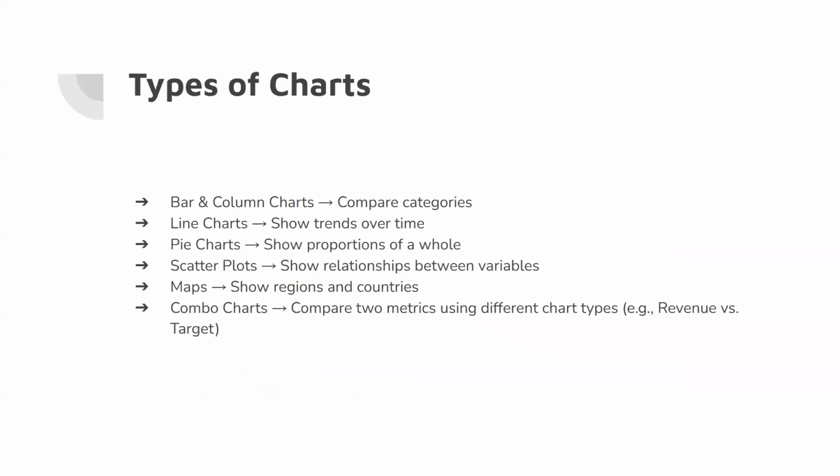So different types of charts. Bar and column charts are used to compare categories. Line charts are used to show trends over time. Pie charts show proportions of a whole. Scatter plots show relationships between different variables. Maps show different regions of the country, so if you're using it for different cities and stuff. And combo charts compare two metrics using different chart types.